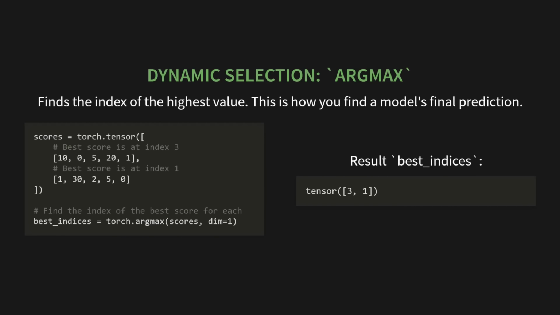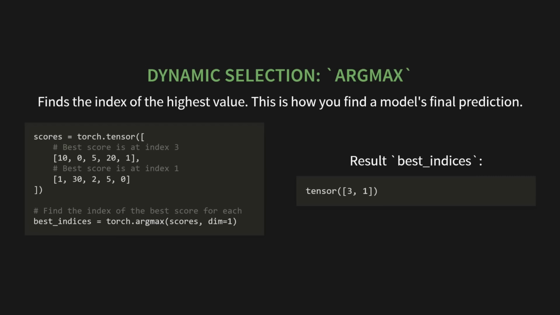What about argmax? This function finds the index of the highest value. This is how you find a model's final prediction. Let's say we have a scores tensor with 2 rows representing 2 predictions. For the first row, the best score is 20, which is at index 3. For the second row, the best score is 30 at index 1. When we call torch.argmax on our scores with dim equals 1, it finds the index of the best score for each row. The result is a tensor with values 3 and 1.